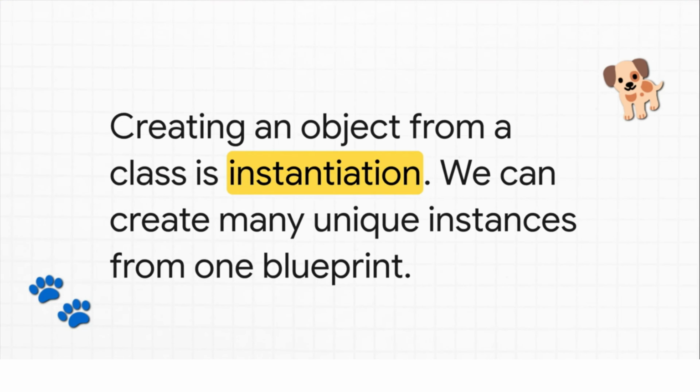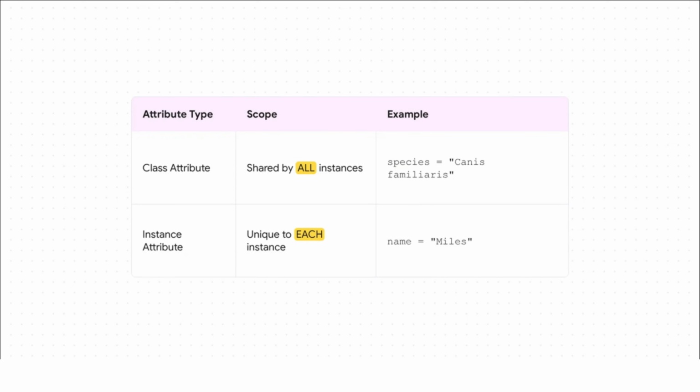This process of creating an object has a fancy name, instantiation. But all it really means is that you call the class name like it's a function, and you pass in the arguments that the __init__ method asked for. So here, we've created two totally separate dog objects. We've got Miles, who's 4, and Buddy, who's 9. Same blueprint, two completely different dogs. And this brings up a really key point. Some attributes belong to every single dog we create, their species, for example. We call that a class attribute. But other things, like a name or an age, are unique to each specific dog, and those are instance attributes. So every dog is a canis familiaris, but only one of them is our good boy, Miles.